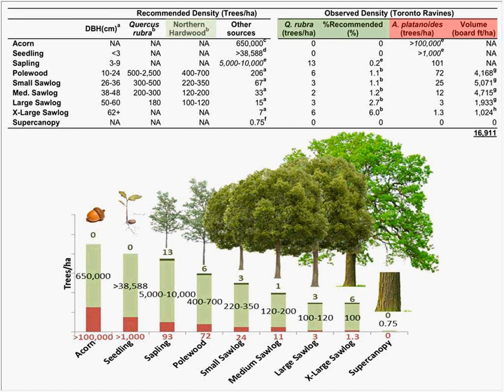So the board feet volume, the references for this are on the back. Again, this is a rough estimate. But if we look at just the board feet, we'd have 16,911 board feet. Of course, this is going to vary depending on where you go. There are areas of the ravines that are very, very healthy. There's a few remaining sites that have very little Norway maple, but most have Norway maple, and many sites have almost 100% Norway maple.